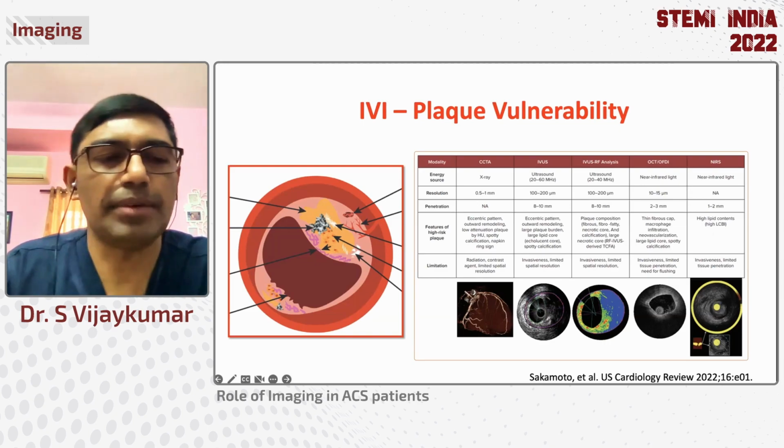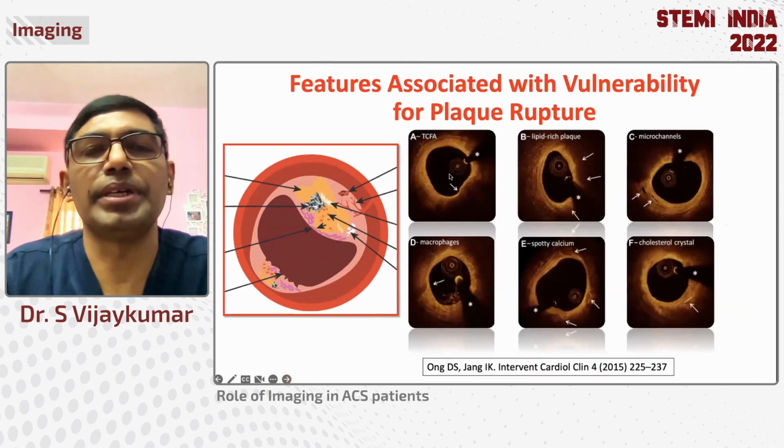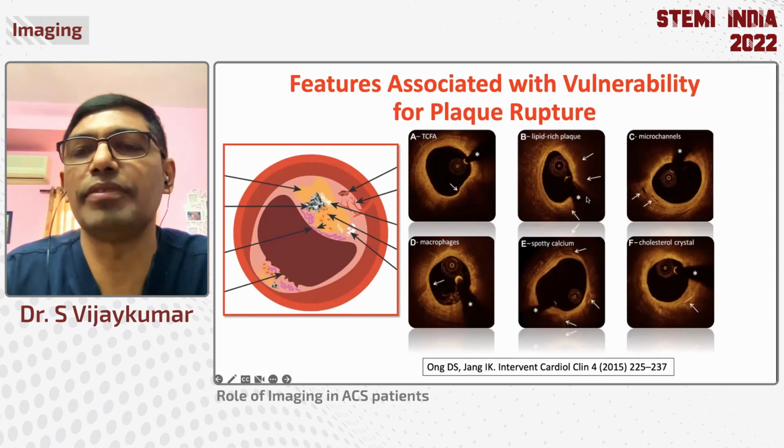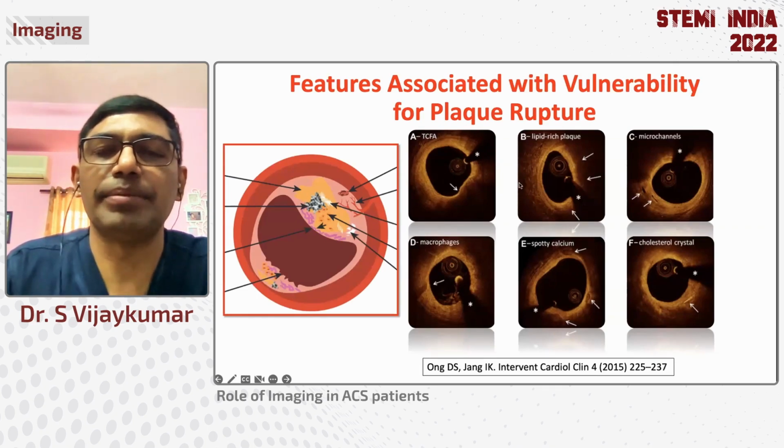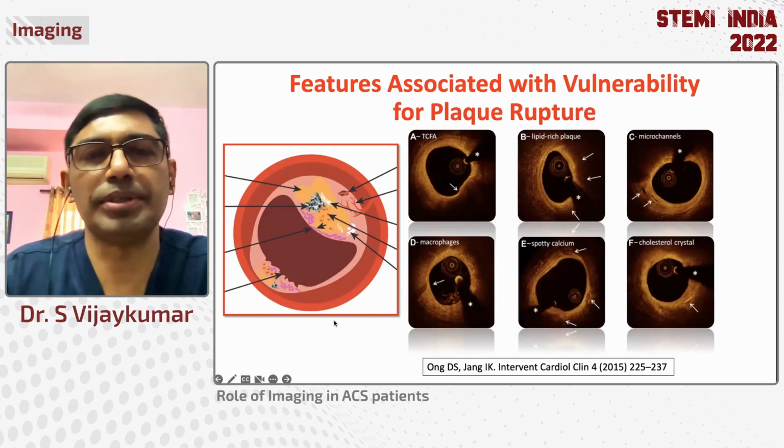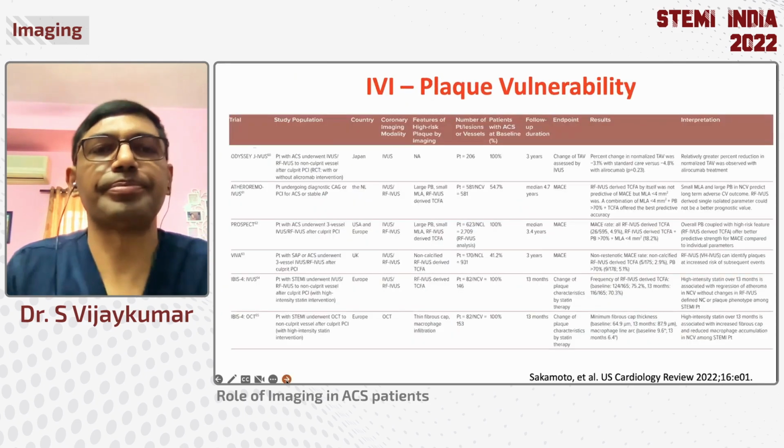And OCT is best among the modalities, which gives information about all the components of vulnerability. Either you take the thin fibrous cap, the presence of a lipid, presence of neoangiogenesis, presence of macrophages, presence of spotty calcification, and the presence of cholesterol crystals. So it gives tremendous information, as close to histology as possible.